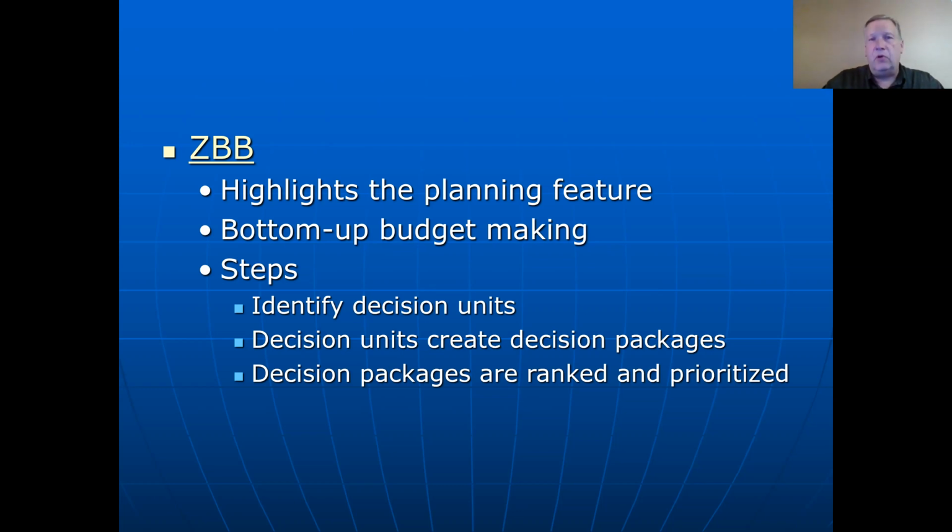In modified zero-based budgeting, we will only subject a percentage of our budget to a zero-based budgeting process. And a very typical percentage is 80-20. So we'll apply 20% of our budget to zero-based budgeting, and then the remaining 80% we will do in a traditional basic line item approach.